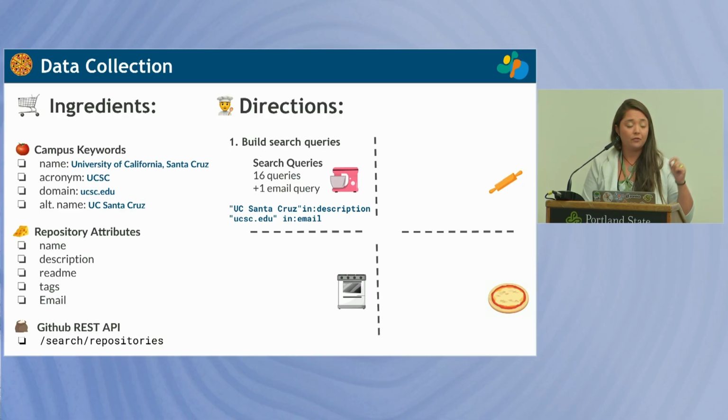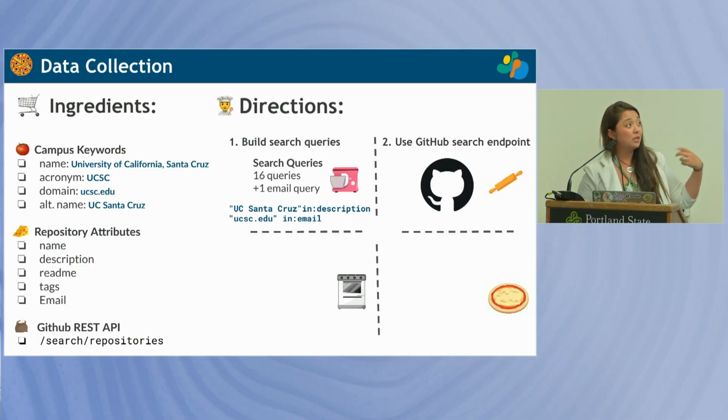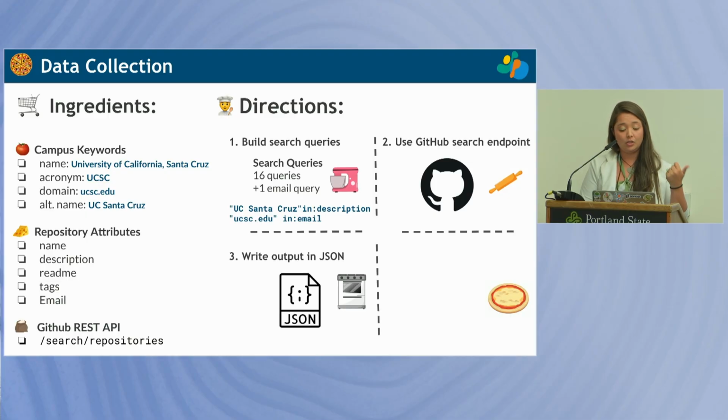So the first thing that I did was just building search queries. I used each of the keywords in each of the attributes, except for the email, which I specifically used in the email attribute of the repository. And then using the GitHub search API, this just gives me a JSON with a bunch of information of all the repositories that have any of the keyword matchings from the queries.